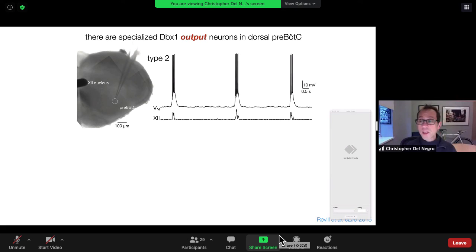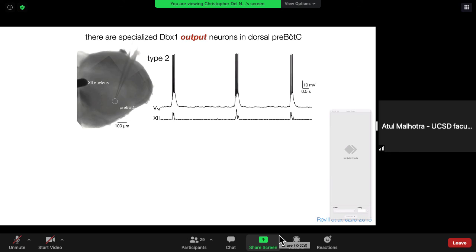So the recordings that we did were all very close to the dorsal edge of the preBötzinger complex, and I've never really called it anything other than the dorsal preBötzinger complex. Okay. So I don't have a good answer for you, I'm sorry.